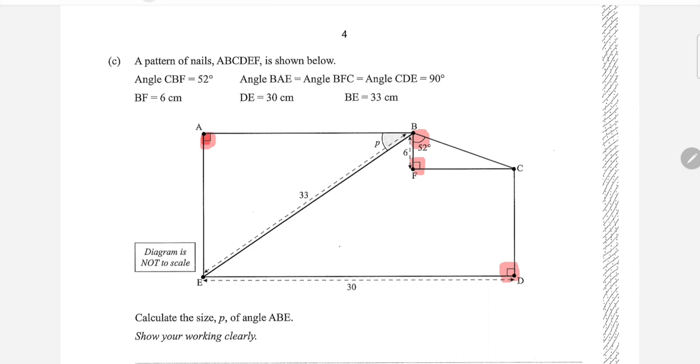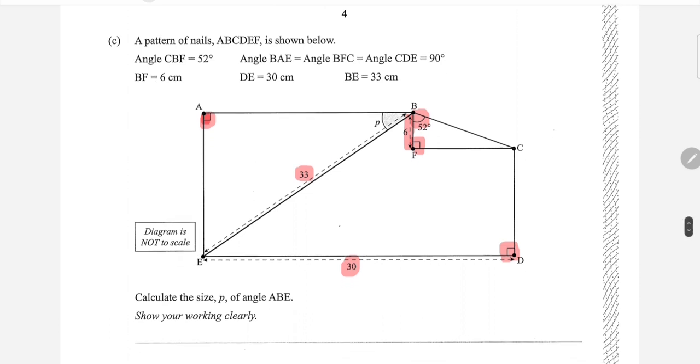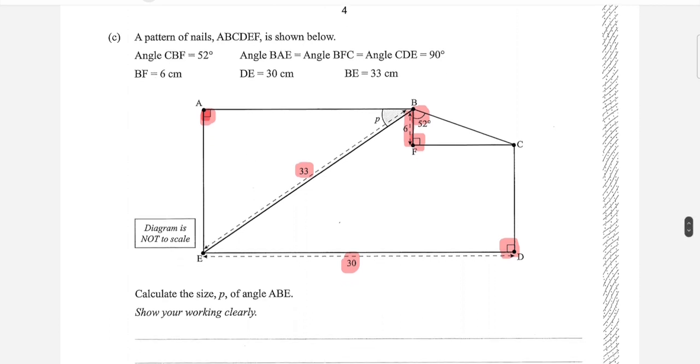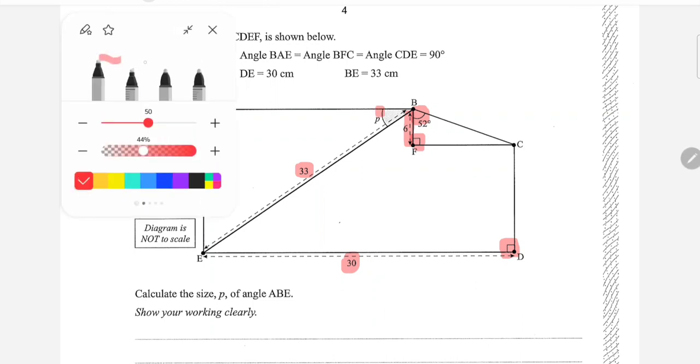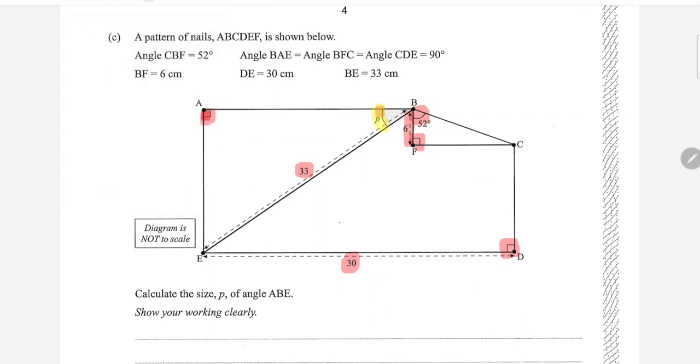BF is equal to 6 centimeters. This is 6 centimeters given to us. We have 30 centimeters given to us as ED, and this is 33 centimeters. Calculate the size P. P is this. Let's change the color. P is angle ABE. So we need this angle. All right. Let's see what we can do.